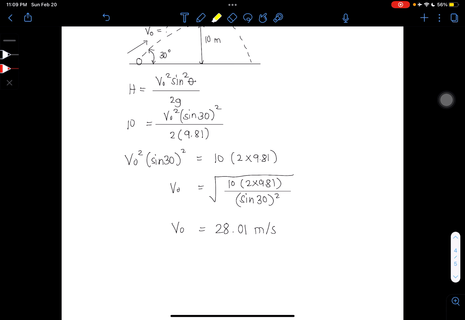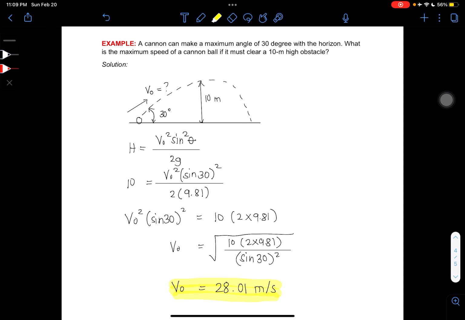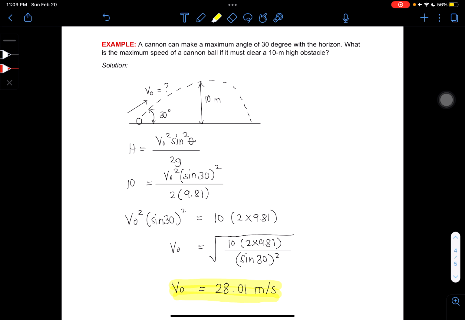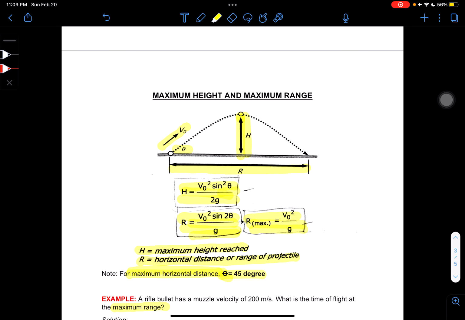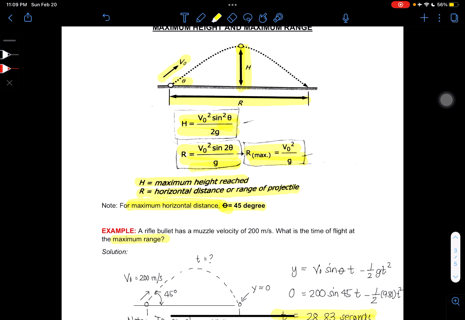So this is our final answer for our problem number 2 in maximum height and maximum range na topic.